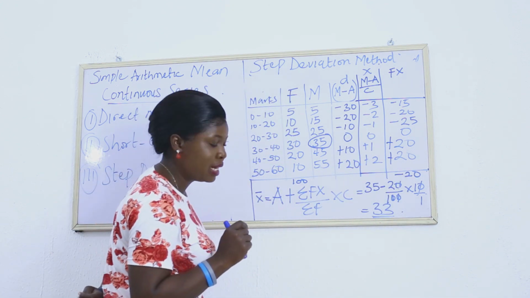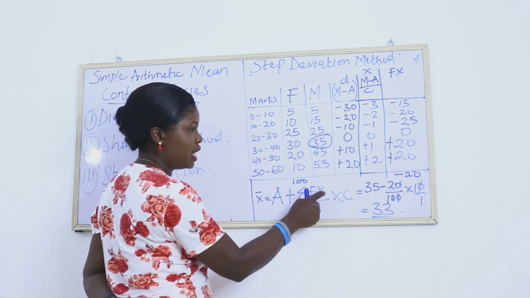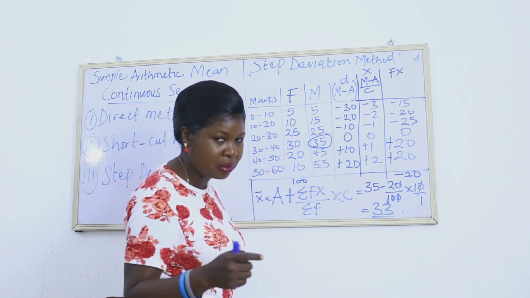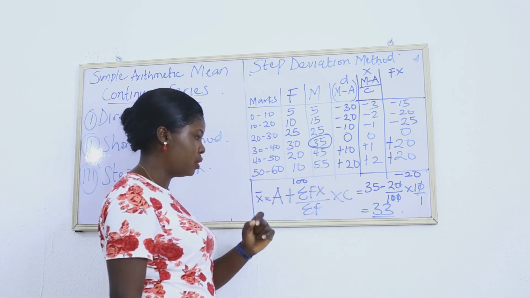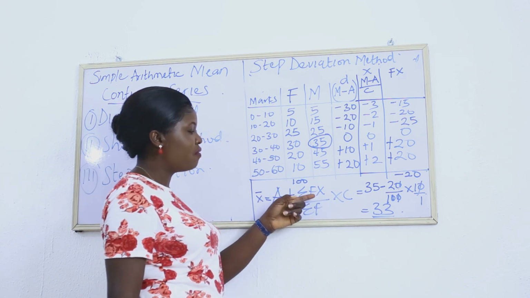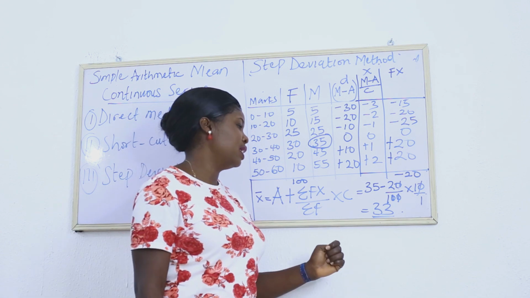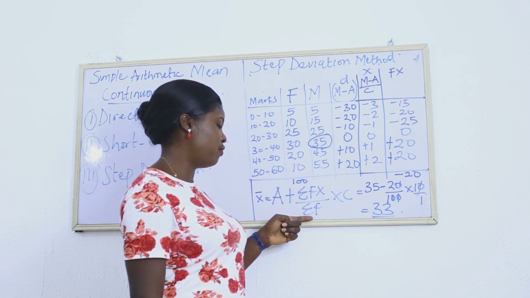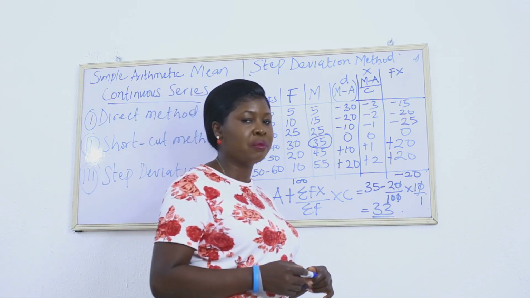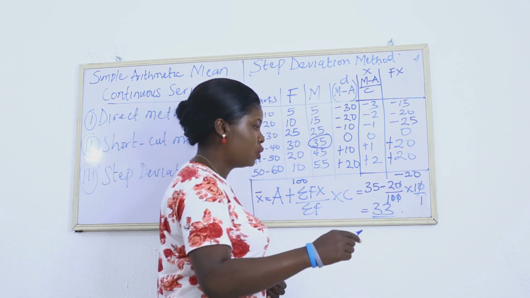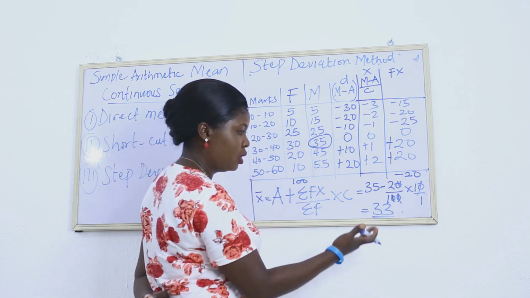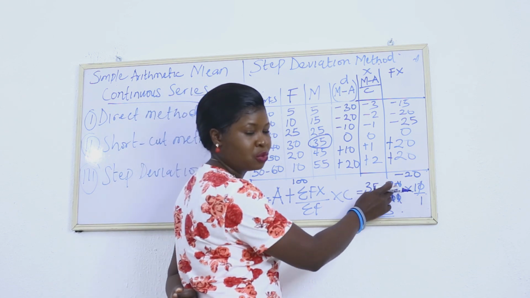So coming back to the formula, it says x bar is equal to assumed mean plus summation fx all over summation f times c. And c is always the class interval. Some textbooks have represented it with I, but C in my own case. So for x bar, the assumed mean is what? 35. And summation of fx is what? Minus 20. Then all over summation f. Summation f is 100. Then multiply by class interval. Using the principle of BODMAS, we would do the multiplication first. So this 0 will cancel this 0. This 0 will also cancel this 0. So I'm left with 35 minus 2, which is 33.